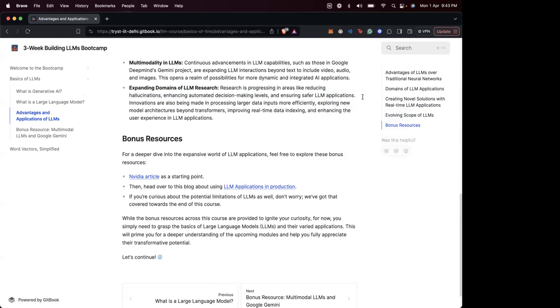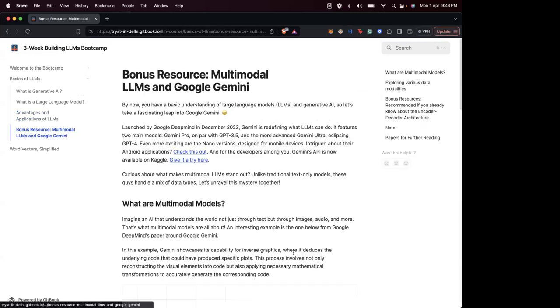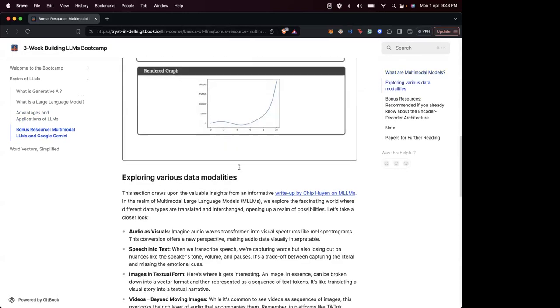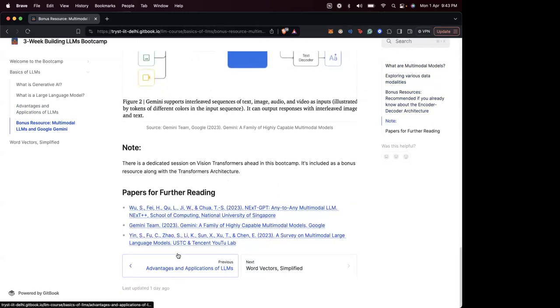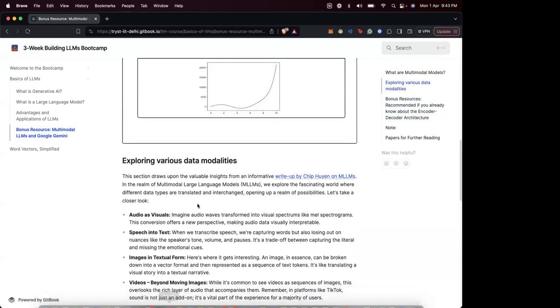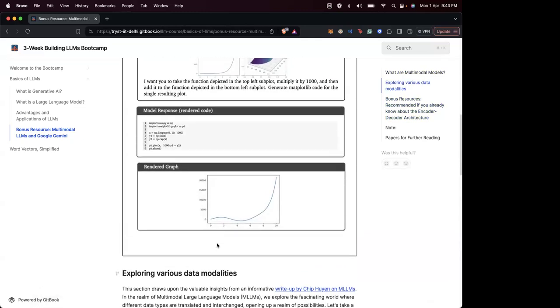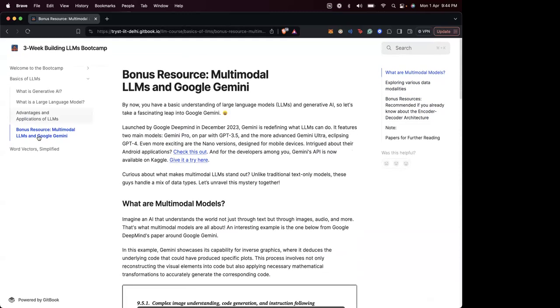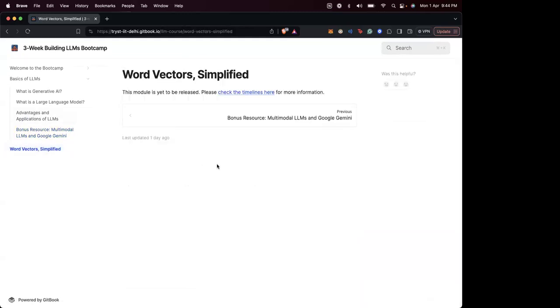So yeah, and then there are some bonus resources over here that you can go through later on. I'm not going to go through these bonus resources; you can read through them on your own time. This is encoder decoder architecture, various data modalities, the multimodality of LLMs, Google Gemini, etc. And we'll be covering this word vector module very, very soon. You can check the timelines when we share this with you.